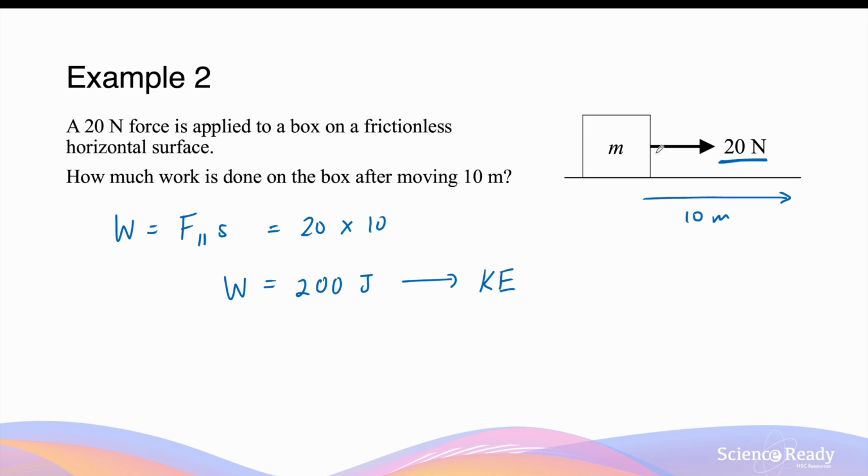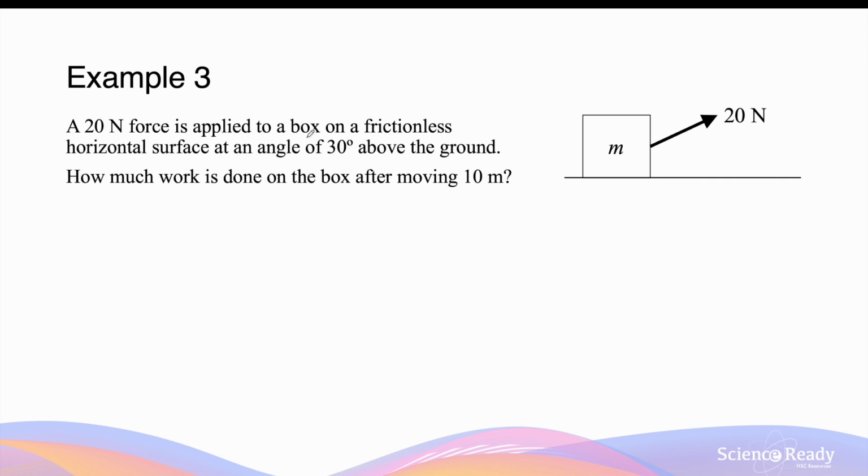A 20 Newton force is applied to a box on a frictionless surface at an angle of 30 degrees above the ground. So now we have a scenario where the force applied is not parallel, it is in fact at an angle. So the work done equation is equal to force times displacement times cosine theta. The force applied is 20 newtons times, again, 10 meters for the displacement times cosine 30 degrees. This gives a work value of 173 joules.